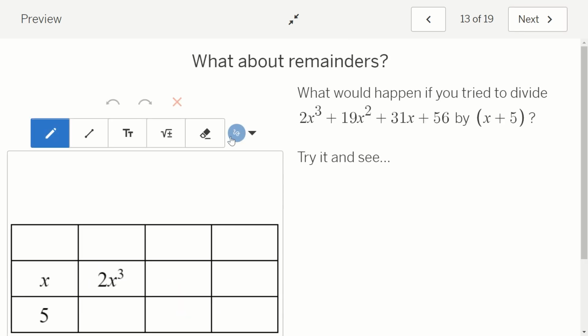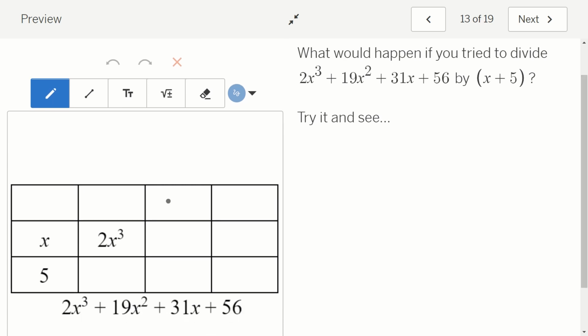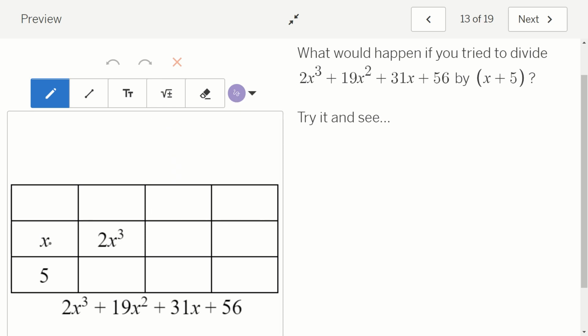All right, now what about remainders? So this is what I was getting at before, where I said the number in that lower right box doesn't always match up. Okay, it just doesn't always match up. So let's see what happens if you try to divide 2x to the third plus 19x squared plus 31x plus 56 by x plus 5. So we start out with that 2x to the third. X times what gives me 2x to the third? So this is 2x squared.